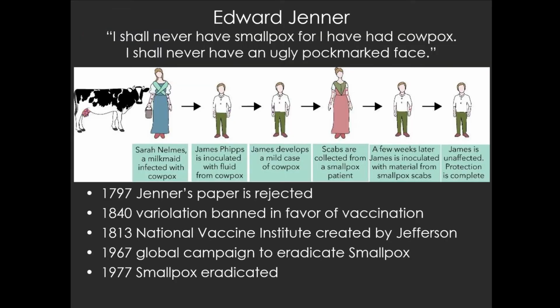Edward Jenner was a British physician who worked a lot in rural areas and is said to have overheard a milkmaid say, "I shall never have smallpox, for I have had cowpox. I shall never have an ugly pock-marked face." And he started thinking about this and researching it, and sure enough, it turned out that there was very little data to show that a person who had contracted something called cowpox from working with cows could ever develop smallpox.